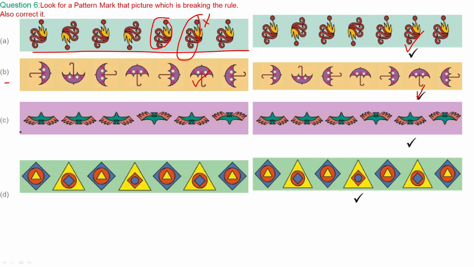Second, the birds: up, up, up, 3 up, then 1 down, then 1 up, then 1 down, 1 down, up, down, like that it is there. But here you can see the breaking rule. Here the rule is breaking in this bird. Actually it should be where? Down position, but the rule is broken. Now here you see the D, where the rule is breaking.